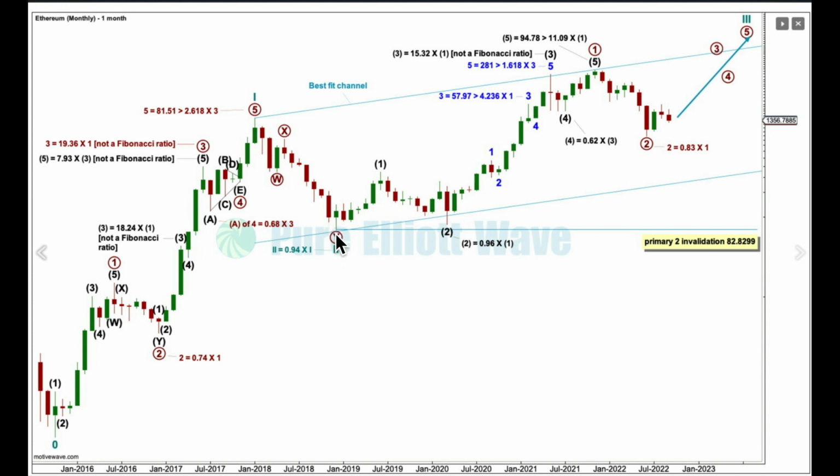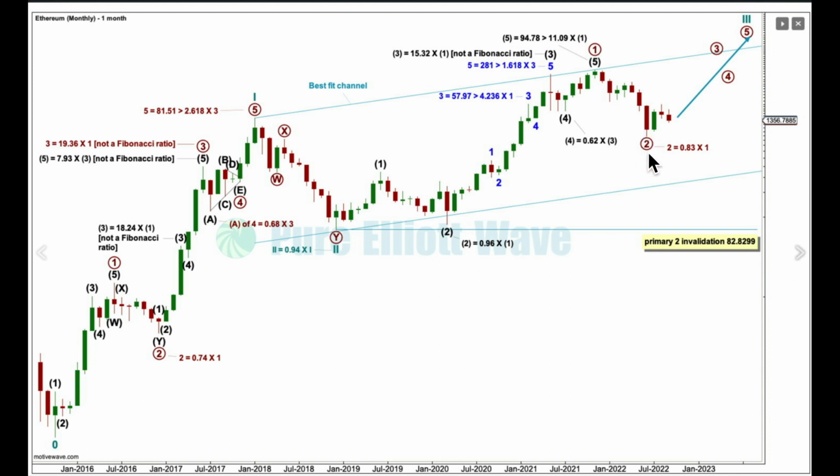When 2 ends, 3 begins, and cycle wave 3 may only subdivide as an impulse. It can't be over here because this can't be cycle 4, because cycle 4 may not move into cycle 1 price territory. And so this high is most likely primary wave 1 within cycle 3. Cycle 3 as an impulse may have primary 1 and 2 complete.